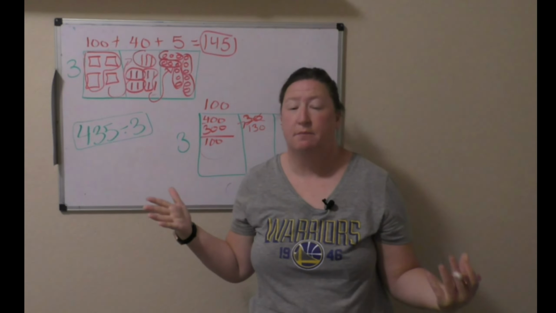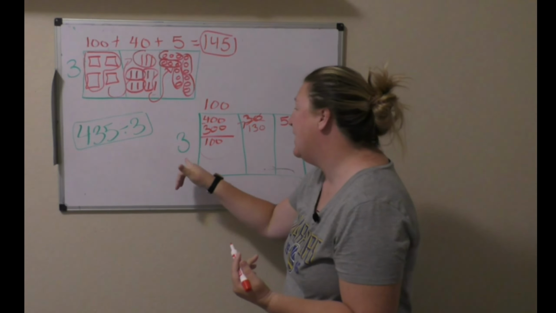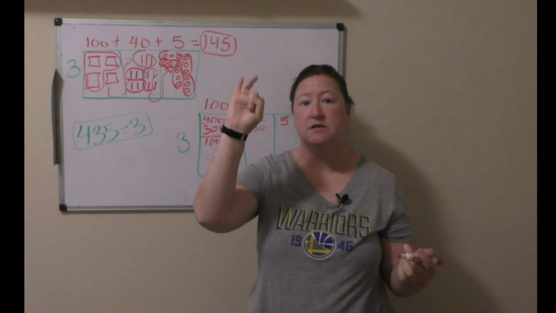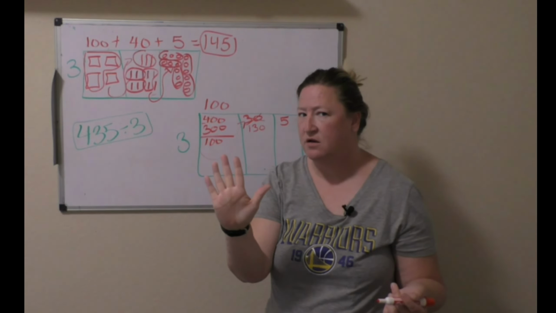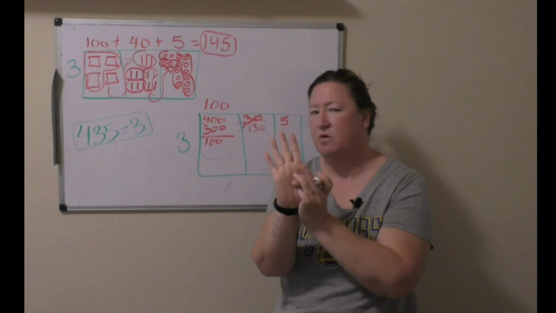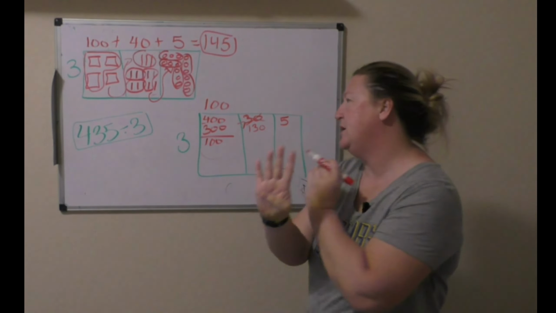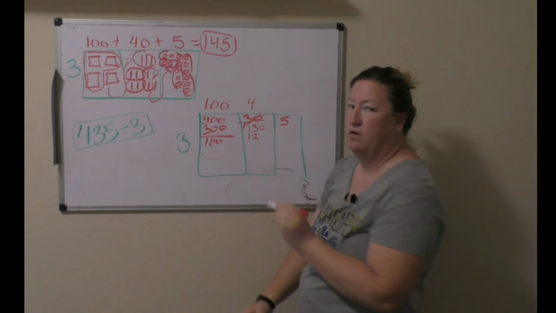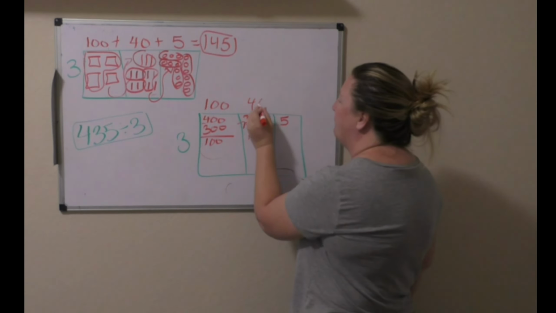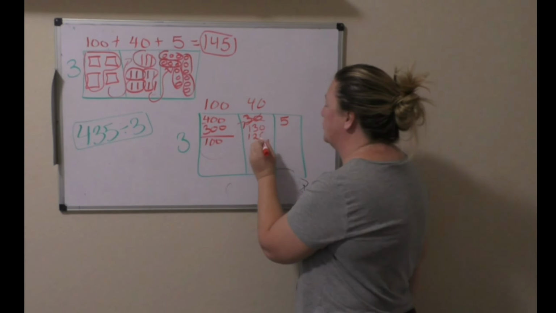130 is a big number. But I do know that if I count by threes, 3, 6, 9, 12, 15, that's a little bit too high. I know that 3 times 4 is 12. So that means 3 times 40 is 120.